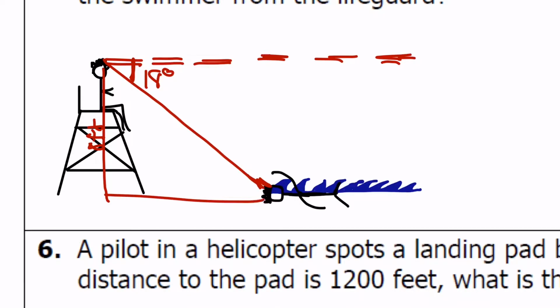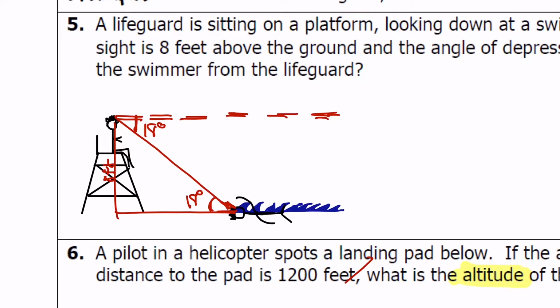So that means my angle of elevation from the swimmer to the lifeguard is also 18 degrees. If I were to say the swimmer's looking up at the lifeguard, the angle of elevation, because the swimmer would be looking up, is 18 degrees. But since we're talking about the lifeguard looking down, we have to deal with the angle of depression, and it is 18 degrees.